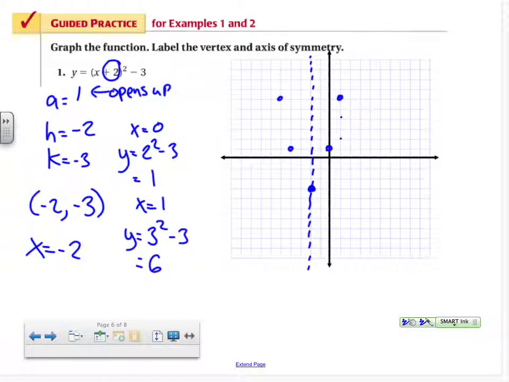Now we got enough points for a parabola. Connect the dots. There is our parabola. And it opens up because A is positive. All right, looking at another example.